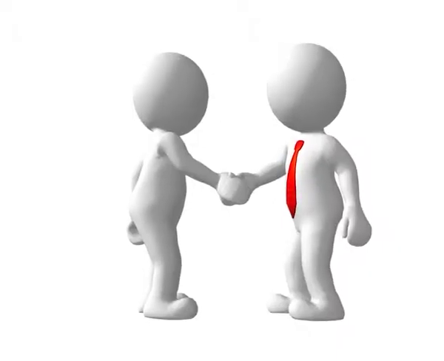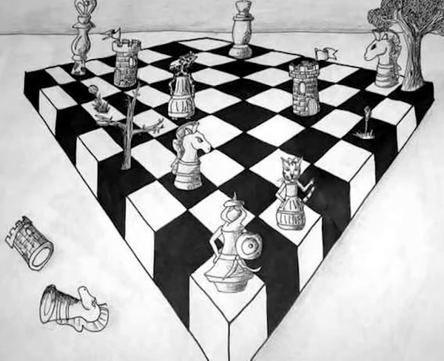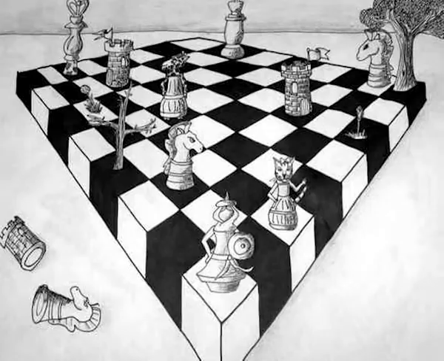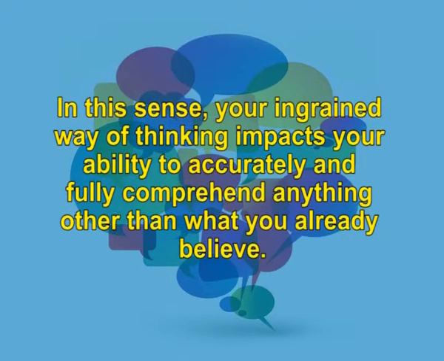Impact of pre-established attitudes. If you have a firm attitude about a particular issue, you are likely to communicate about it with a black and white perspective. For example, if your partner disagrees on differing parenting styles, even the most critical aspect will not register with you because of your pre-existing attitude. In this sense, your ingrained way of thinking impacts your ability to accurately and fully comprehend anything other than what you already believe.